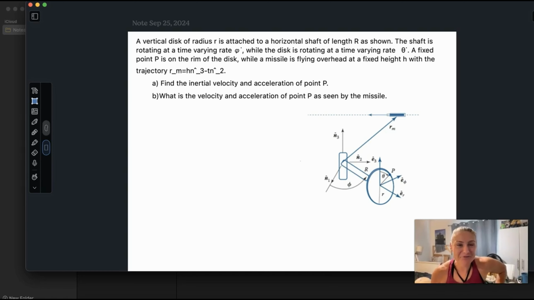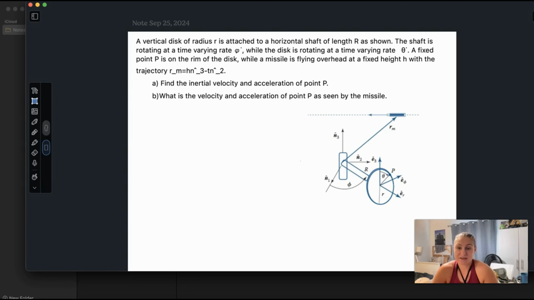The question asks: a vertical disc of radius little r is attached to a horizontal shaft of length big R as shown. The shaft is rotating at a time-varying rate phi dot, while the disc is rotating at a time-varying rate theta dot. There is a fixed point P on the rim of the disc, while a missile is flying overhead at a fixed height with a trajectory as given. In this example, we want to find the inertial velocity of point P. You could also finish the example finding the acceleration, and the velocity and acceleration of point P as seen by the missile. But we're going to focus on finding the inertial velocity.